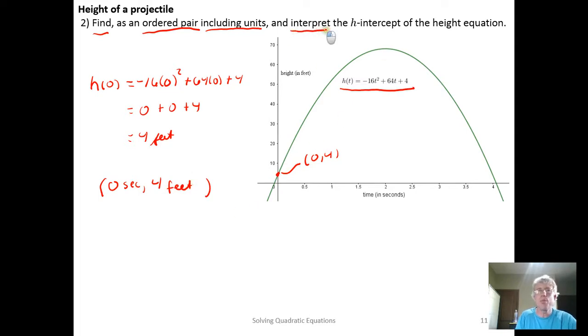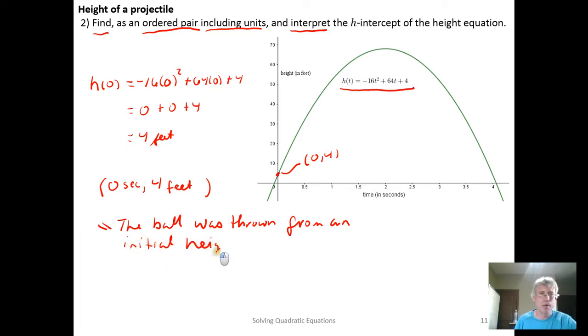And then it says interpret the intercept. So now it means we need to say something about it. So the interpretation of the intercept is simply that the ball was thrown from an initial height of 4 feet. There's my interpretation. So we found and interpreted that intercept.